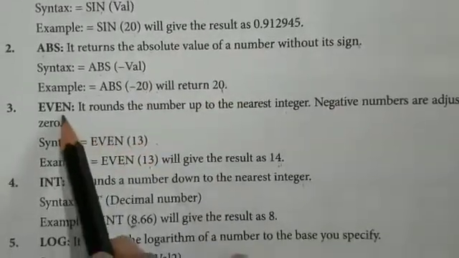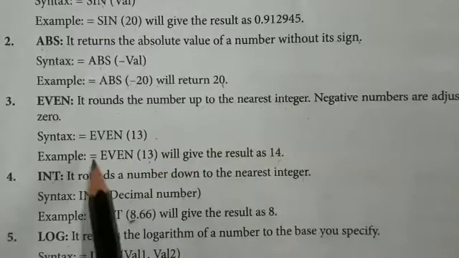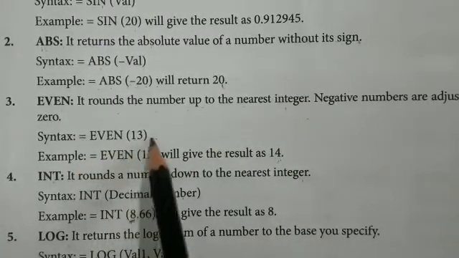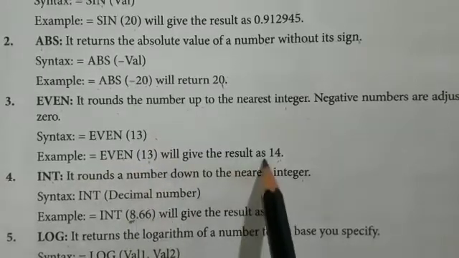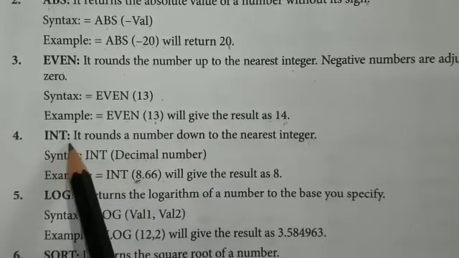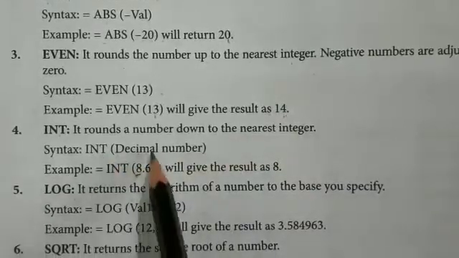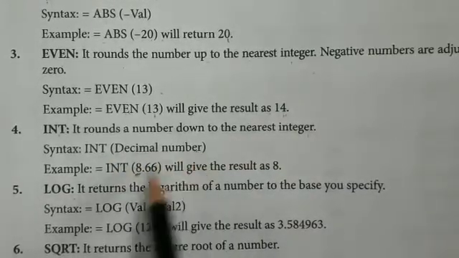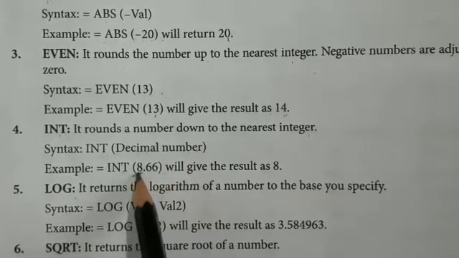Then the EVEN function. Even function rounds the number up to the nearest even integer. Equal EVEN in the parentheses the number 13. So it will be rounded up, and the nearest even integer to 13 is 14. Next is the INT function, that is the integer function. It rounds a number down to the nearest integer. INT in the brackets a decimal number, like here equal INT in the bracket 8.66. So it will result in the nearest lower integer, that is 8.